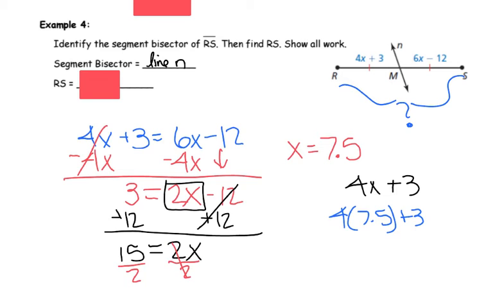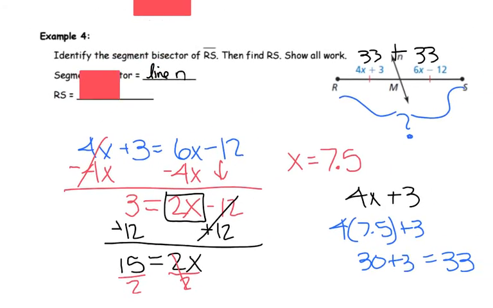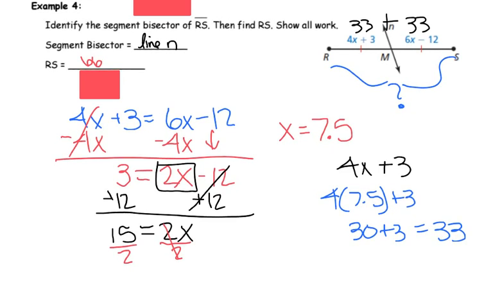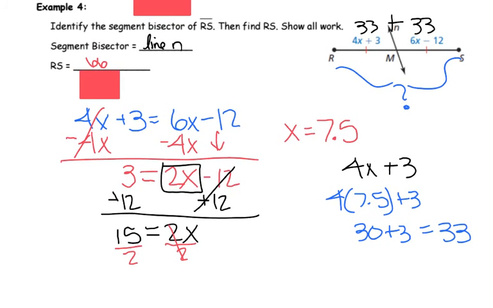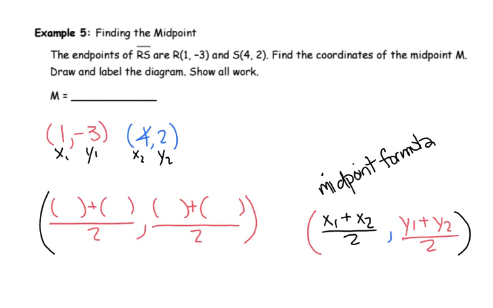7.5 times 4 is 30 plus 3 gives us a grand total of 33. So we know that R to M is 33. So therefore, M to S must also be 33. And if we just add those together, we get a grand total of 66. Sorry about that. Epic fail.